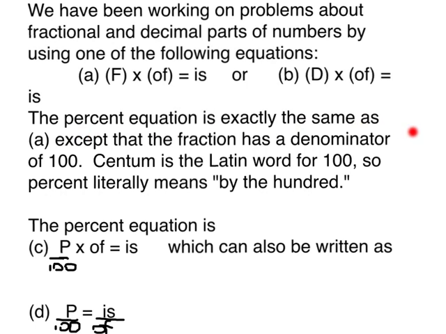So the percent equation is going to be set up the same way, except that in a percent the fraction always has a denominator of 100. Why is that? Well, centum is the Latin word for 100, so percent literally means by the 100. So that denominator is always going to be 100 in a percent. So the percent equation is what percent of 100 times of equals is. Or we could also write that as what percent of 100 equals is divided by of.